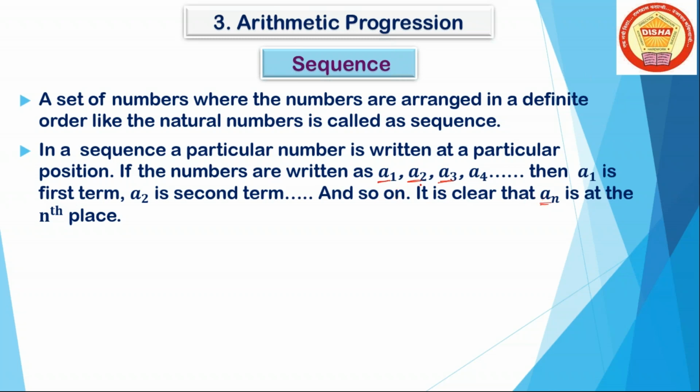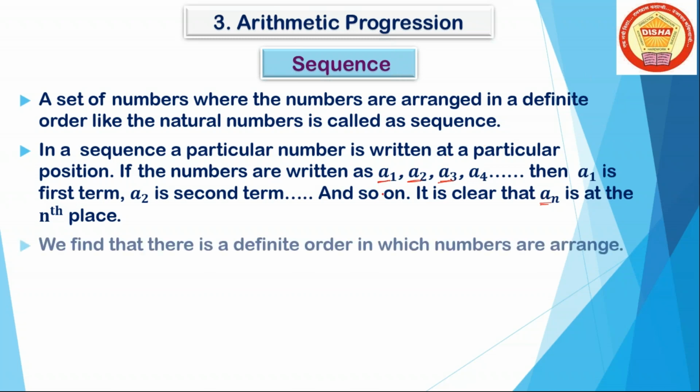We write all those numbers by a particular rule in a particular position. Then we find that there is a definite order in which the numbers are arranged. Sometimes it is arranged in descending order, sometimes in ascending order. On that basis, we arrange these numbers. For this, we see some examples. See now, one example is given here.